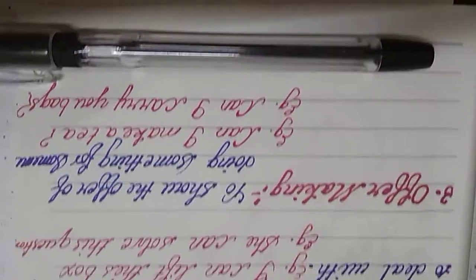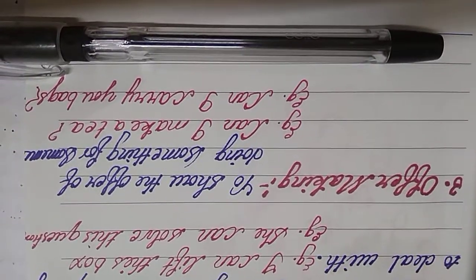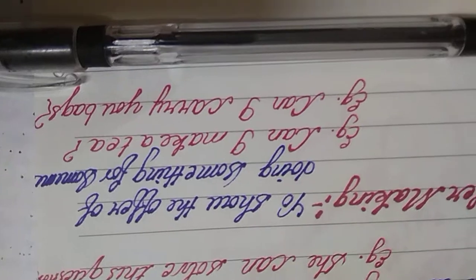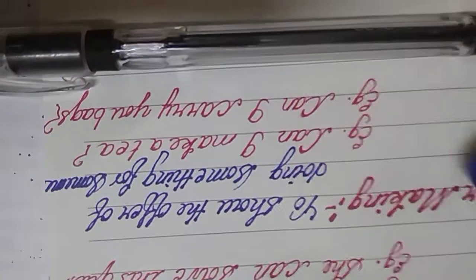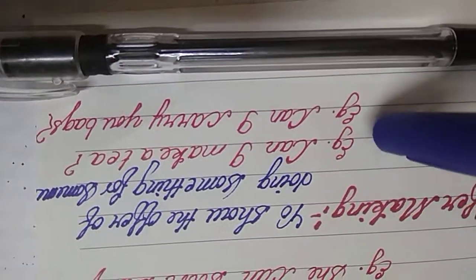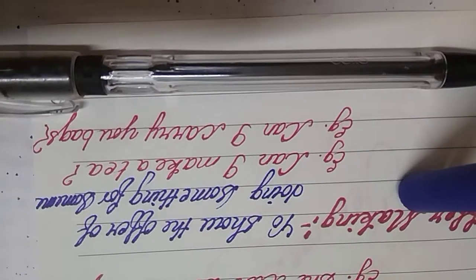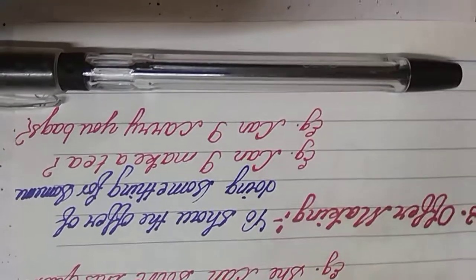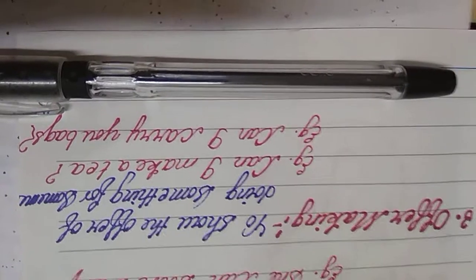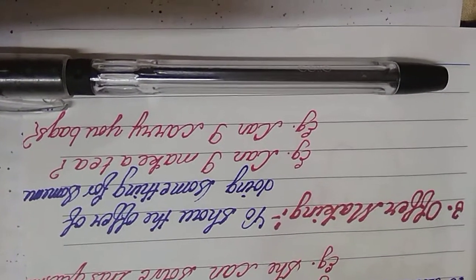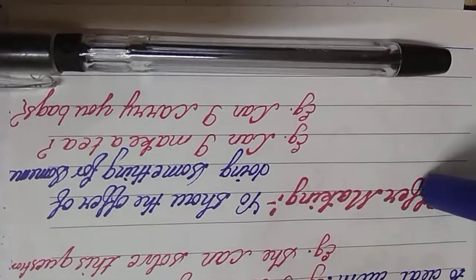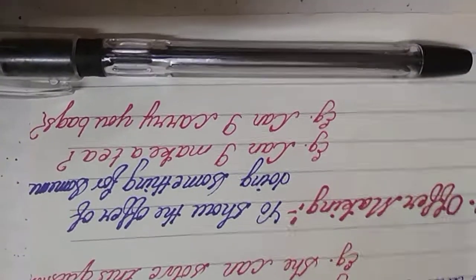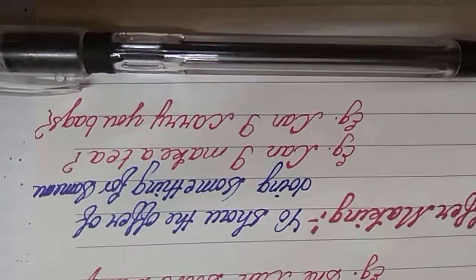The third basic use of can is offer making, to show the offer of doing something for someone. As sometimes we say, can I make a tea? Can I carry your bags? Basically we think that we are requesting him, because normally showing a request with the help of can is not done, because it usually brings a less polite request. If your request is less polite, I don't think that is called a proper or good quality request at all. That is actually an offer. We usually make an offer for doing something for someone.